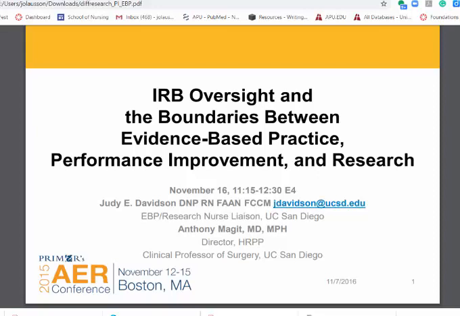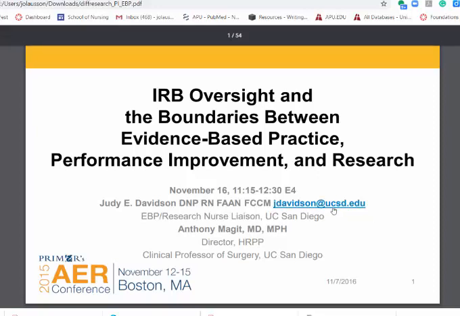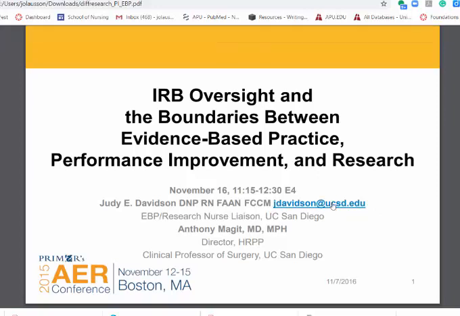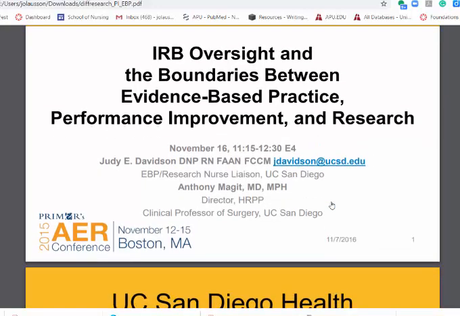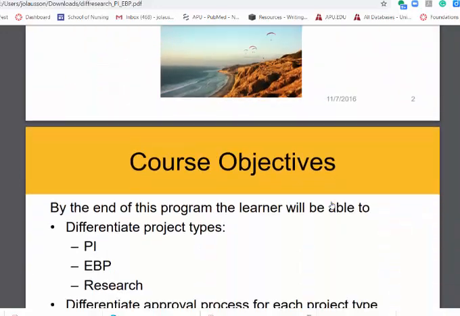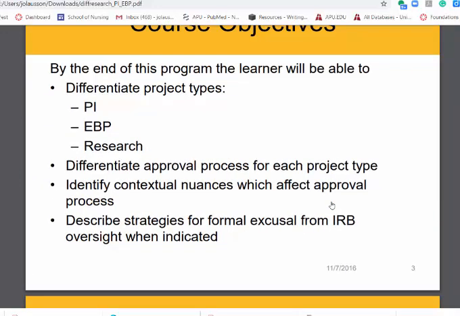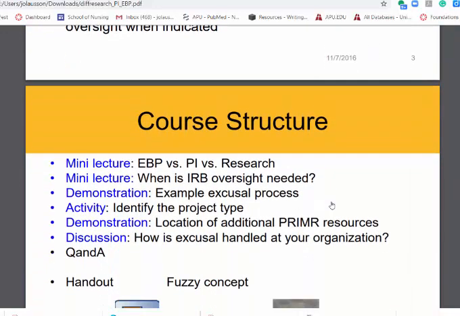I thought that this was done by Judy Davidson. She did a great job showing the difference between the EBP, performance improvement, and research. So I included this in this week's readings, but out of context, it might not mean too much to you. So I'm going to go just through the part of the slides that differentiate research, EBP, and performance improvement.